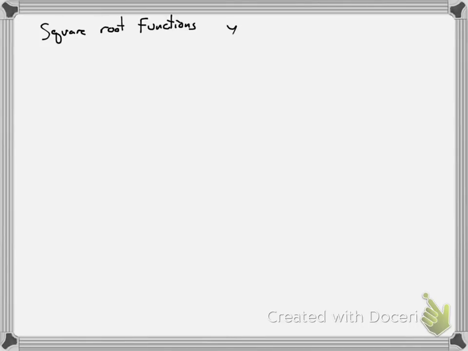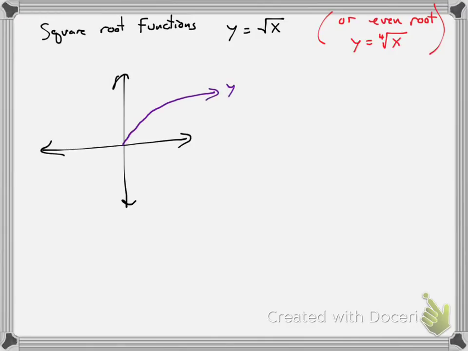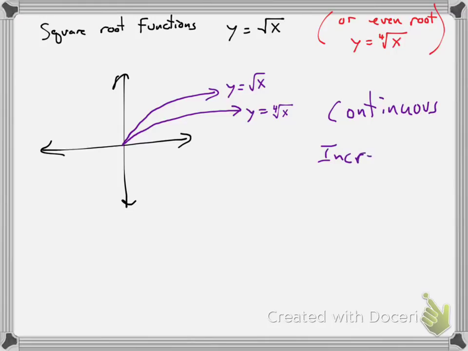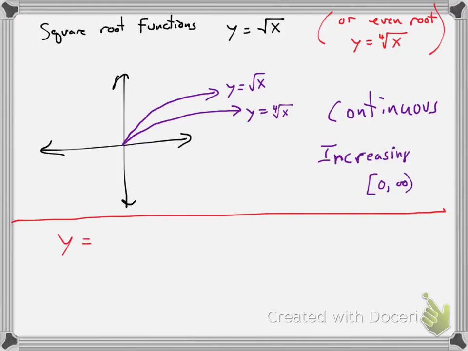Next function is called the square root function. Okay, y equals square root of x. Okay, or we could have even roots like y equals 4th root of x, y equals 6th root of x. Okay, y equals square root of x looks kind of like a parabola on the side, but only half of it, because otherwise it wouldn't pass the vertical line test. Okay, y equals 4th root of x. Same thing, except that it moves to the right faster, right? So it doesn't rise as fast.